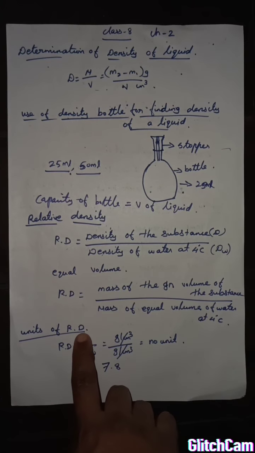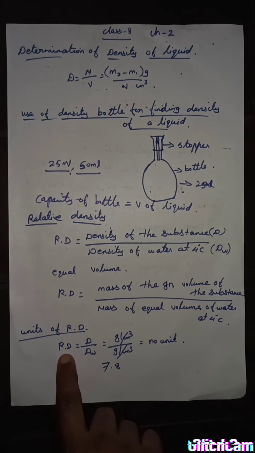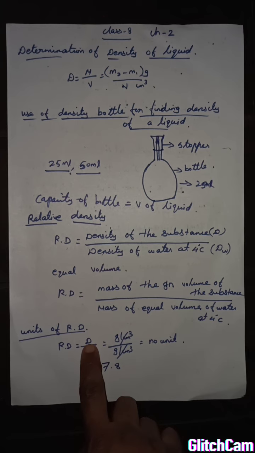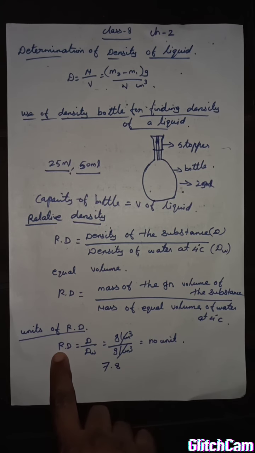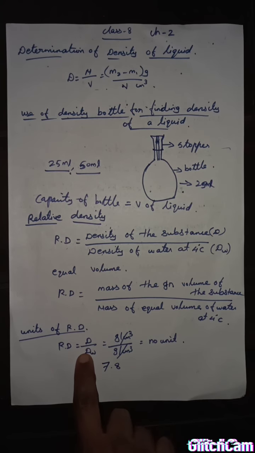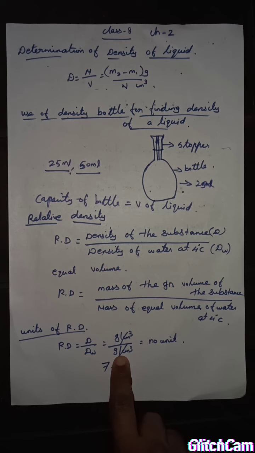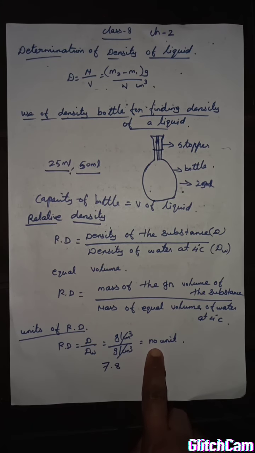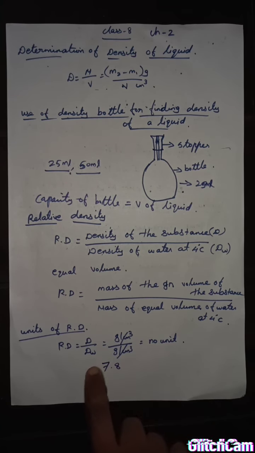Next, unit of relative density. You know the formula of relative density, that is density of a substance upon density of water at 4 degrees Celsius. So relative density is a ratio of two densities, so the units cancel each other. So relative density has no unit. It is a unitless quantity and it is only a pure number. If the relative density of iron is 7.8, that does not depend upon CGS or SI unit.